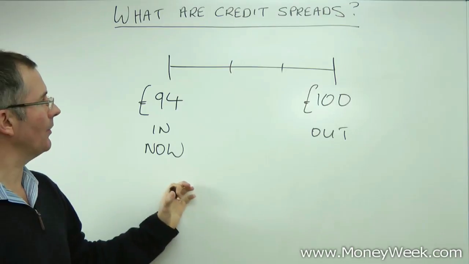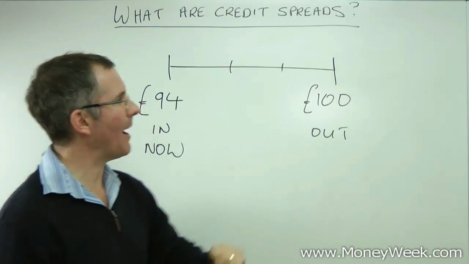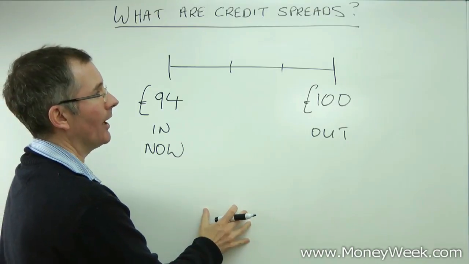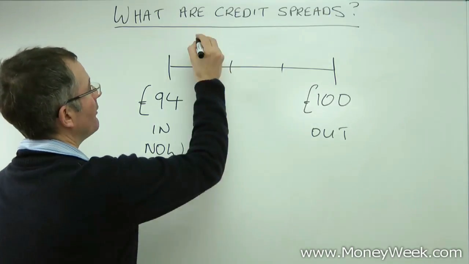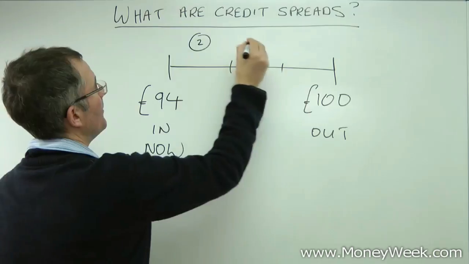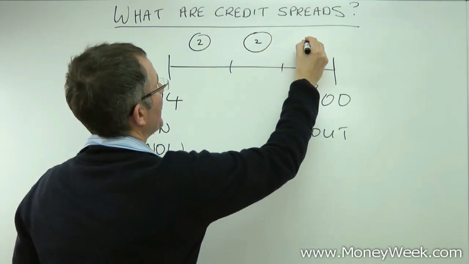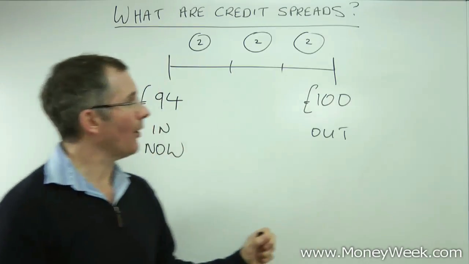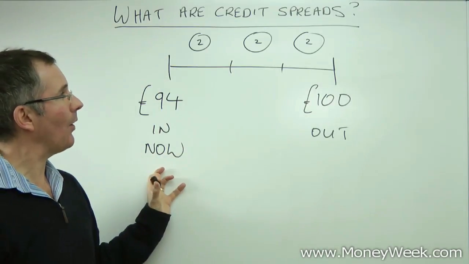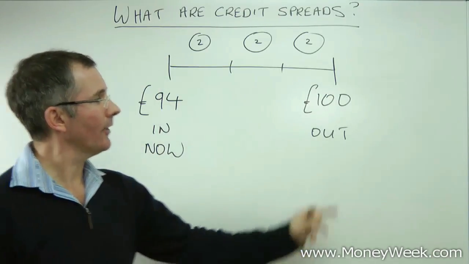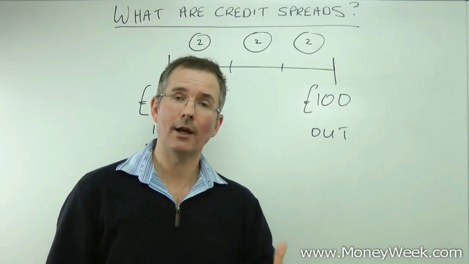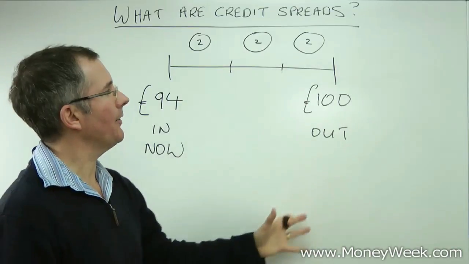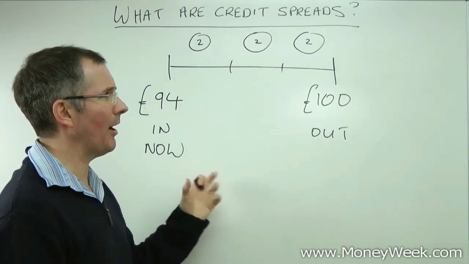So it's like making a loan. £94 in, get £100 back. And let's say this bond, like many government IOUs, is fixed coupon, so it's going to pay me £2 every year for the next 3 years. Alright, so there's the deal. I can pay £94 now to get £2 a year for 3 years and £100 back at the end, just like a simple loan.